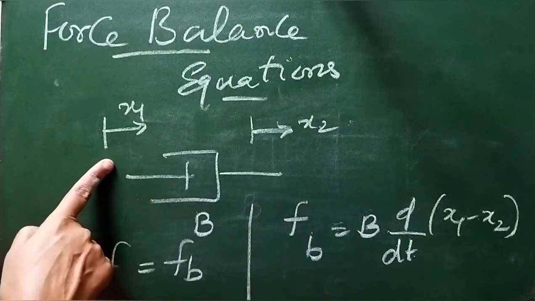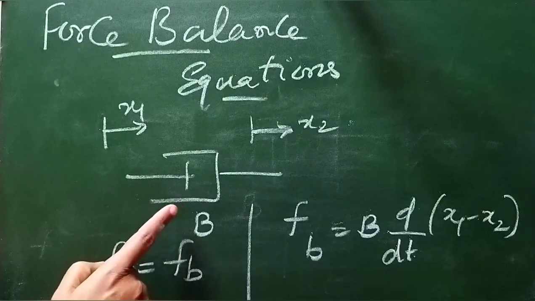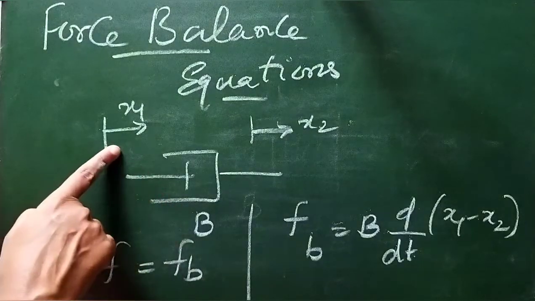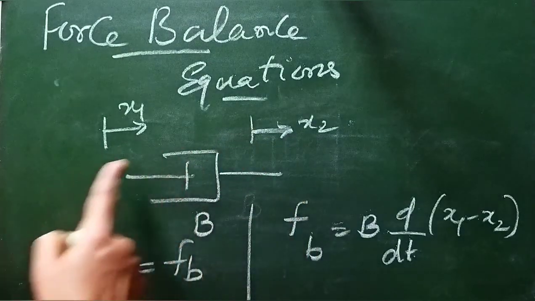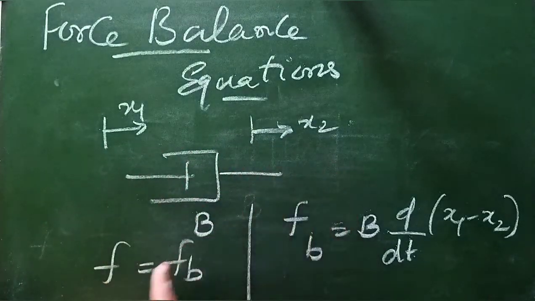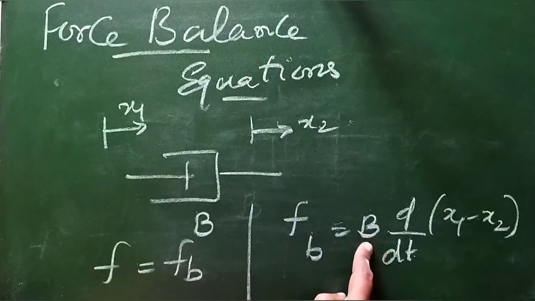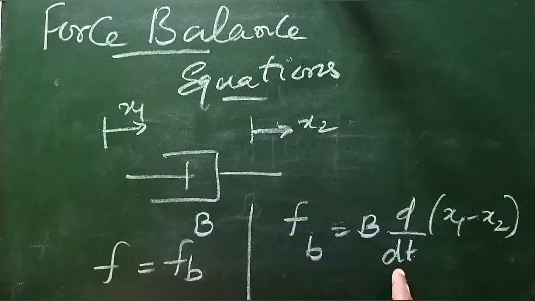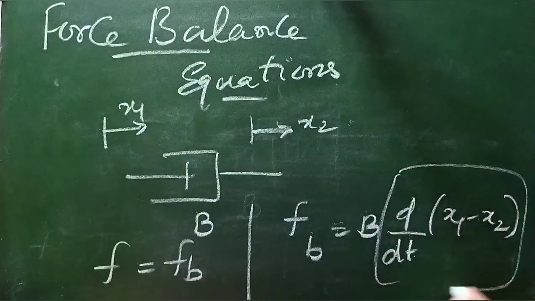Here in the same case, where we have an element only with this dashpot, say you have two displacements x1 and x2 being displaced at both the ends. Then applied force is equal to opposing force, as usual. But the opposing force is equal to b into d by dt of the difference of these displacements, or on the whole, the difference of the velocities.